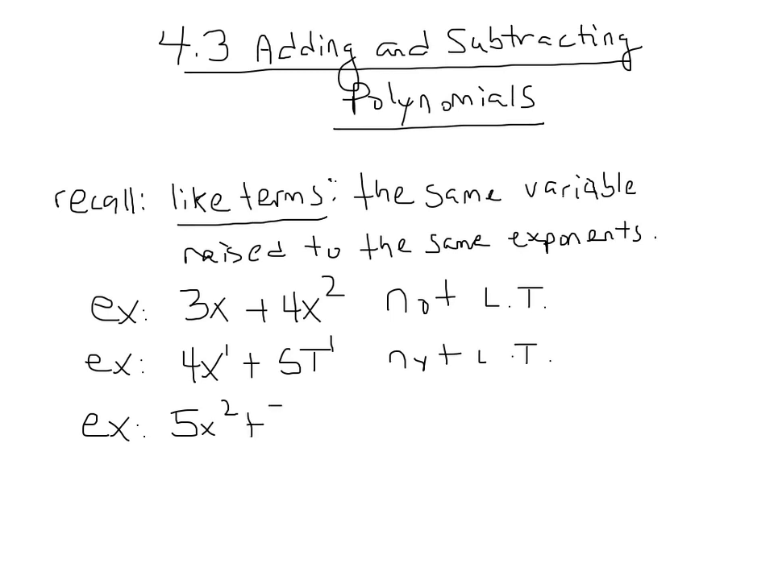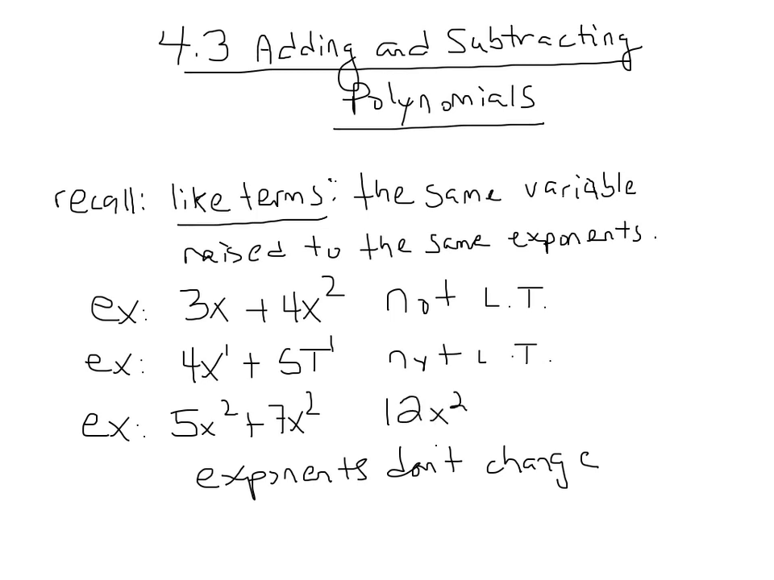5x squared plus 7x squared. These are like terms because they have exactly the same variable x raised to exactly the same exponent 2, and they can be added together. So remember, when you're adding like terms, the exponents don't change. Pretend these are motorcycles. If you had 5 motorcycles and 7 motorcycles and you added them, you would have 12 motorcycles. So 5x squared plus 7x squared gives you 12x squared. Okay?